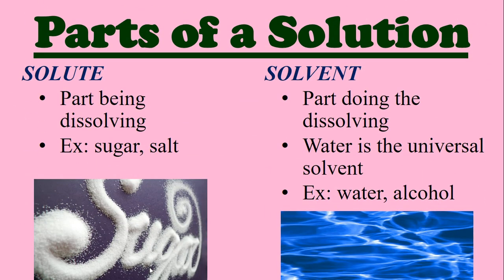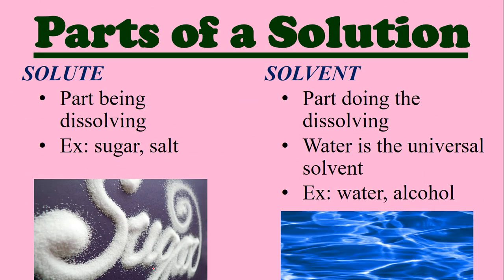All right, we already talked about what a solution is in a previous video about different types of mixtures. It is a type of mixture, and that means there's two parts to a solution, the solute and the solvent. The solute is the part being dissolved. It is, for example, sugar or salt when you apply that to another liquid. The solvent is the part doing the dissolving, and water is considered a universal solvent. Almost everything can be dissolved by water.